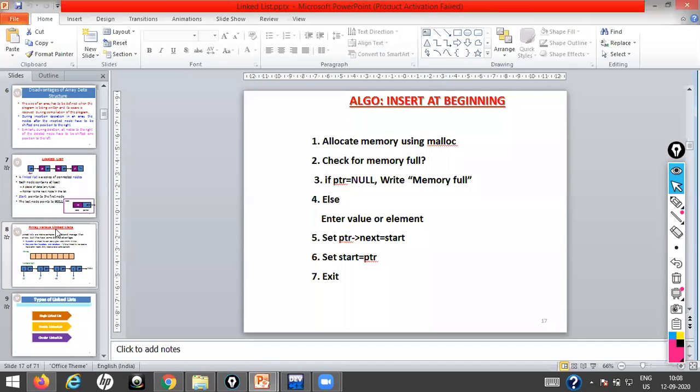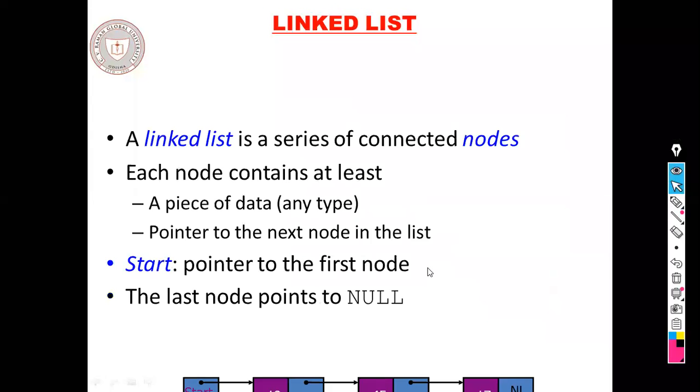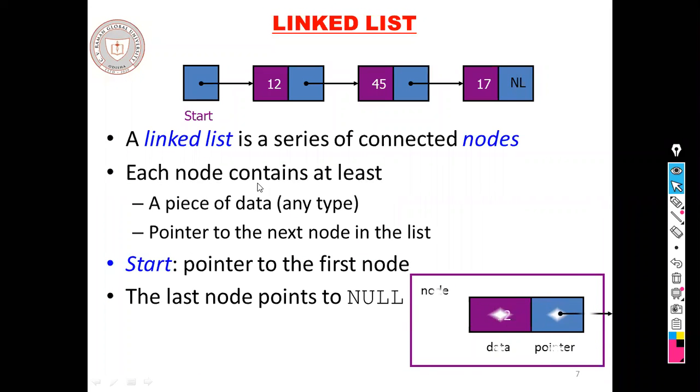I already said this in my previous classes. A linked list is a collection of nodes. It is a series of connected nodes, and each node contains basically two parts. One part is the information part, the other part is the address of the next node. If the address is not pointing to any other node, the address equals null.